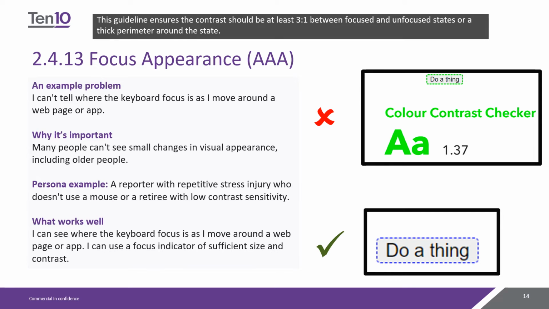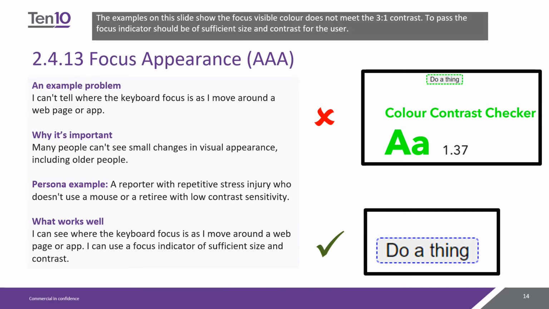This guideline ensures the contrast should be at least 3:1 between focused and unfocused states, or a thick perimeter around the state. The examples on this slide show the focus visible colour does not meet that 3:1 contrast. To pass, the focus indicator should be of sufficient size and contrast for the user.